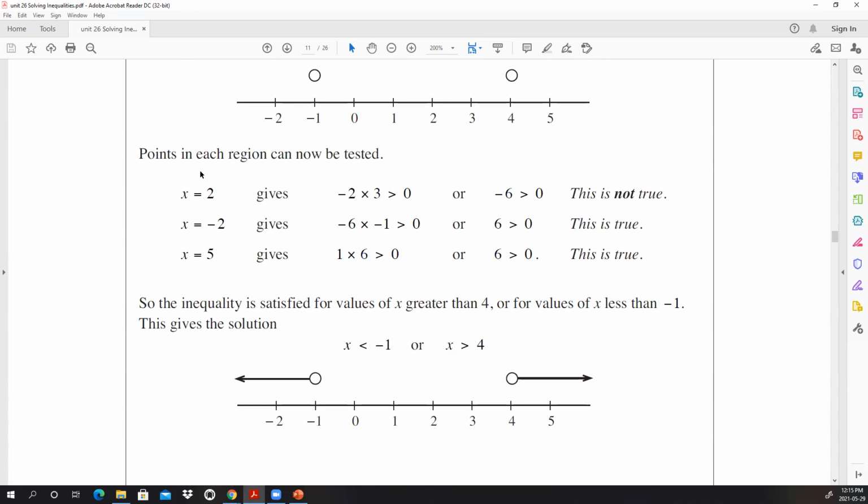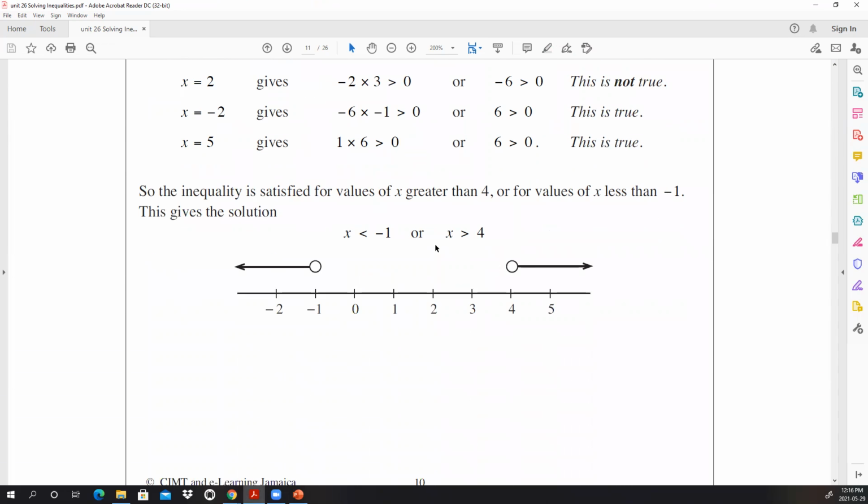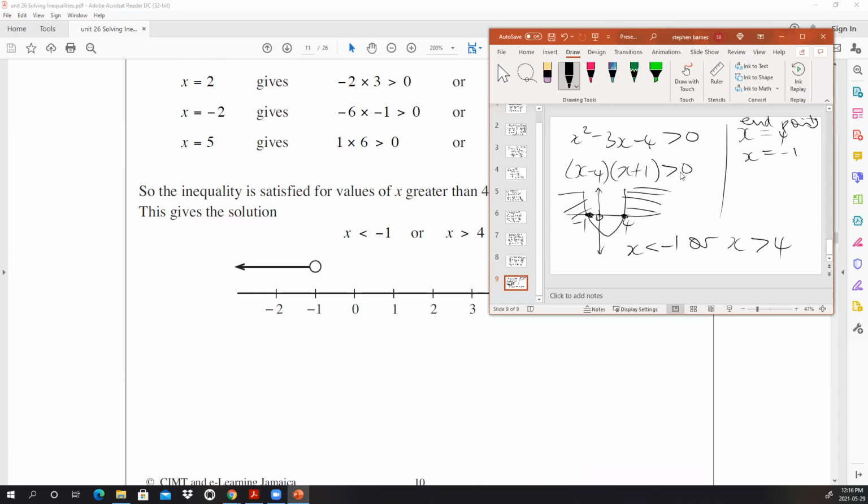So this is what they do. They test points in each region. x equals something gives that, not true. I can't bother with that, right? So by doing this little sketch, you can get the answer straight off. Let me do another one.